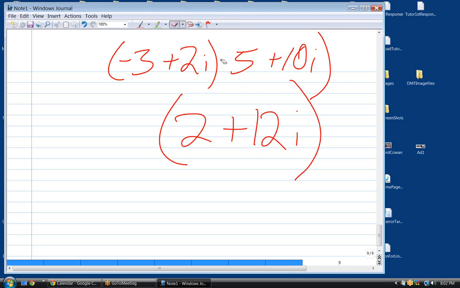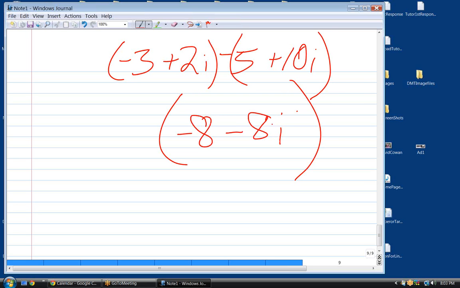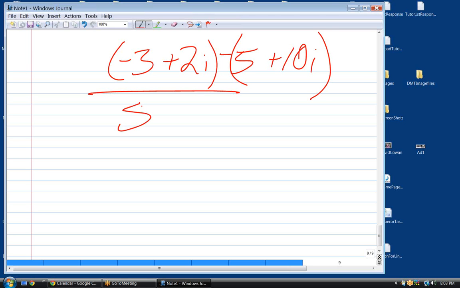Subtracting would be the same. If I subtract them, subtract each part separately. What's minus 3 minus 5? Minus 8. What's 2i minus 10i? Minus 8i. Okay, so now you know how to multiply, add, and subtract. There's only one last thing to do that's tough at all, and that's divide. Divide 3 minus 2i over 4i.